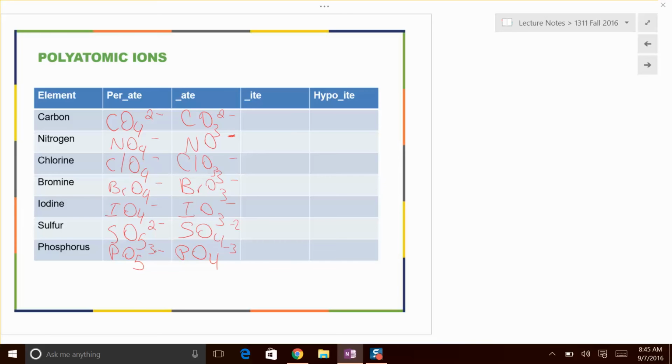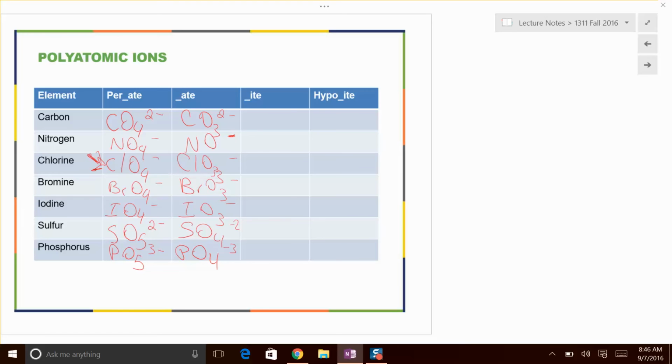What's the name of this one? This is carbonate. This would be percarbonate. What's the name of this one? Pernitrate. Perchlorate, this is the one that actually exists. Perchlorate, perbromate, periodate, persulfate, perphosphate. That's how you get the per-ate. You just add an oxygen to the ate ion.